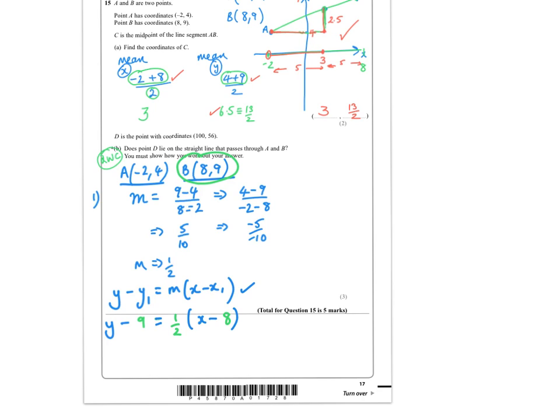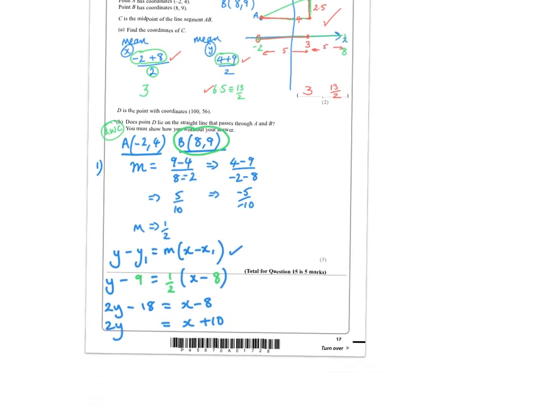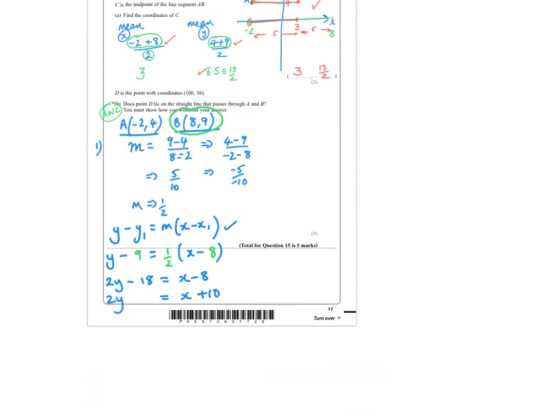You put the numbers in that you know, and then you can times everything through by 2, so you'd have 2y minus 18 equals x minus 8. So 2y would be x, and you add 18 to both sides, plus 10. And if you want, you can just divide both sides by 2, and we'd have y equals x over 2 plus 10.